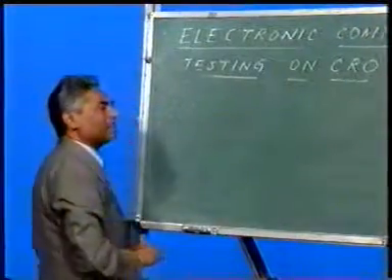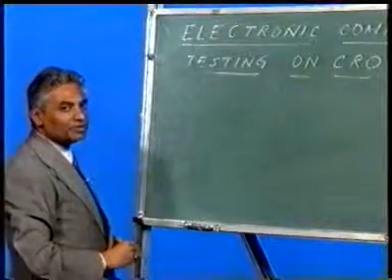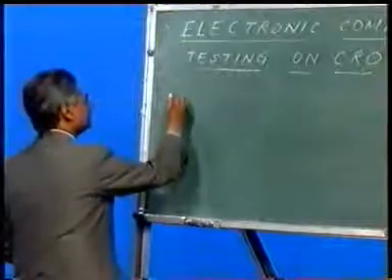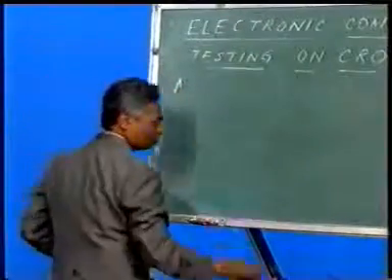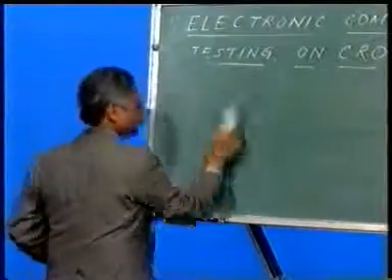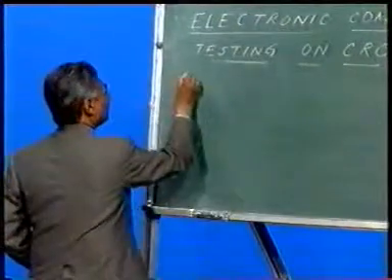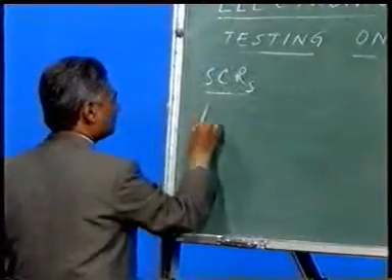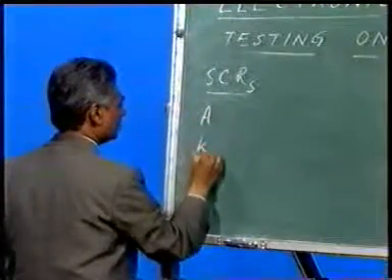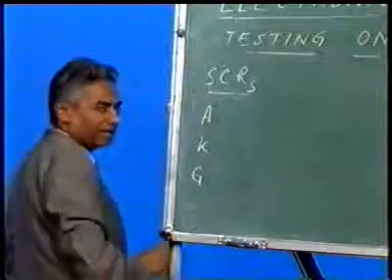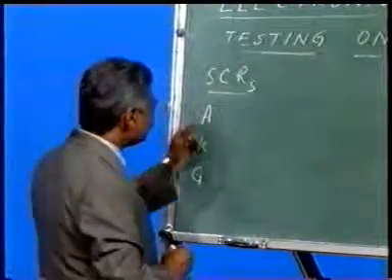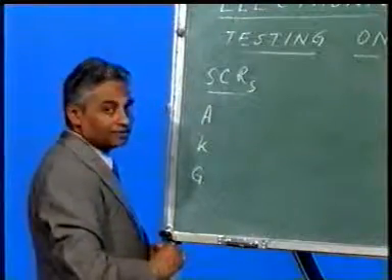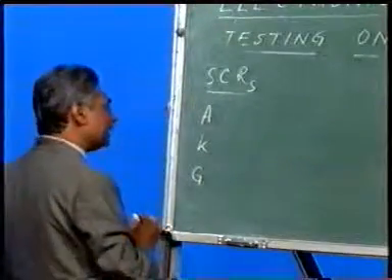In case of an SCR, you know how many terminals are there? Do you remember? Yes, there are 3 terminals. The anode, of course, I will write it first, SCRs, and you have the terminals as anode, cathode and gate. You remember it.